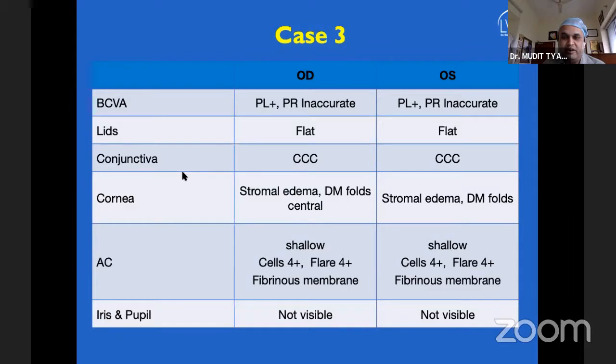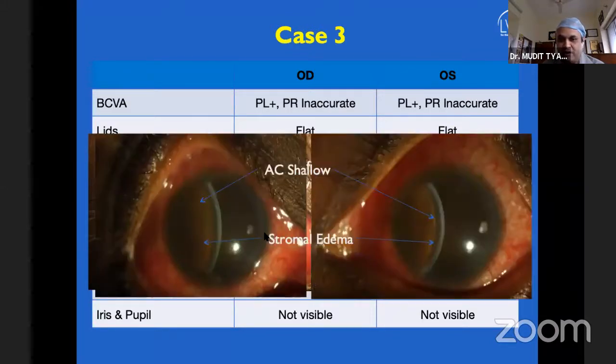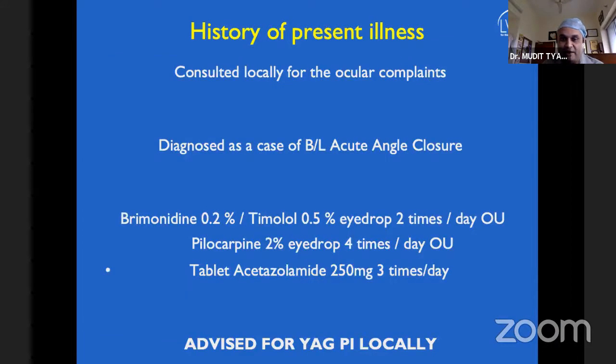This was a lady who presented to our clinic with a vision of PL plus PR inaccurate in both her eyes. A slit lamp examination showed a dense fibrinous reaction with no view of pupil and iris, intense DM folds and circumciliary congestion. The AC was shallow and there was a stromal edema. This patient had initially been thought of as a bilateral angle closure glaucoma, and somebody had advised her to undergo a YAG-PI. However, when we went back and took a history, and that is where history taking becomes such an important tool in uveitis. Not only uveitis, for that matter any branch of ophthalmology, or medicine, we cannot undermine the value of a good history taking.